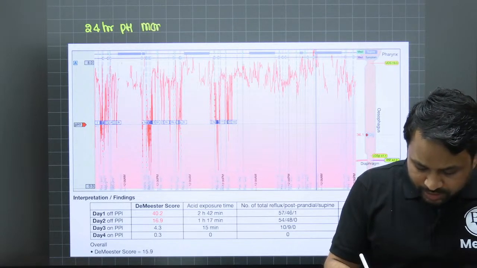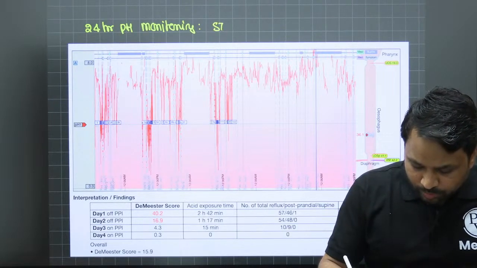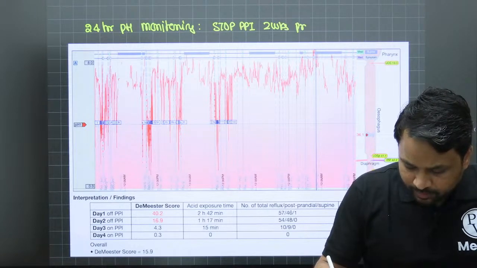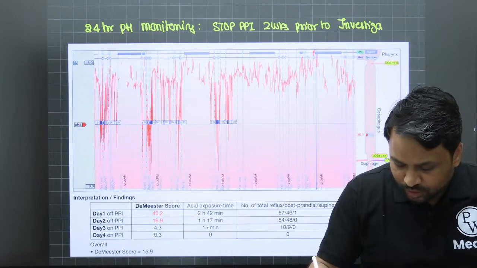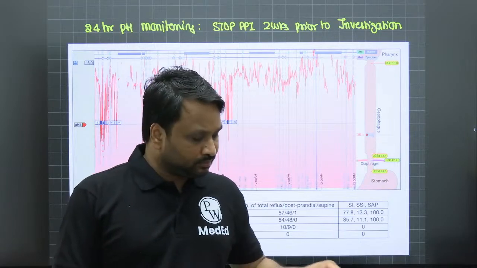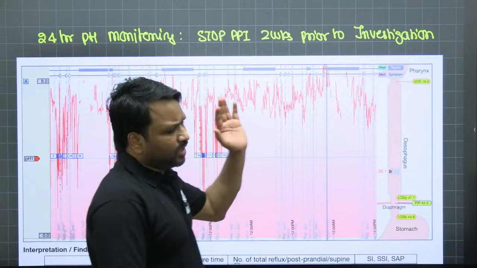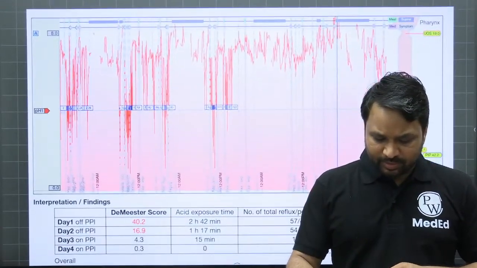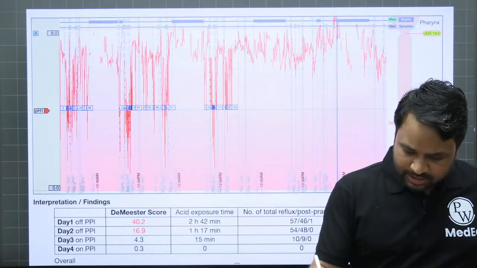Now, whenever you're doing a 24 hours pH monitoring, one of the important things is to stop proton pump inhibitors 2 weeks prior to the investigation. So if you're doing a 24 hours pH monitoring, one of the most important things is to stop the PPI, that is proton pump inhibitors, before the investigation is actually performed. Now you will see how the interpretation is going to be given. There's a graph here, it's all hazy. It's nothing, you just need to understand the basics of this.